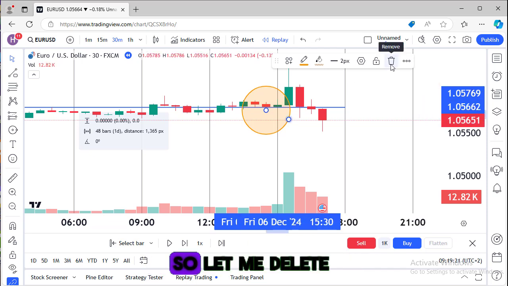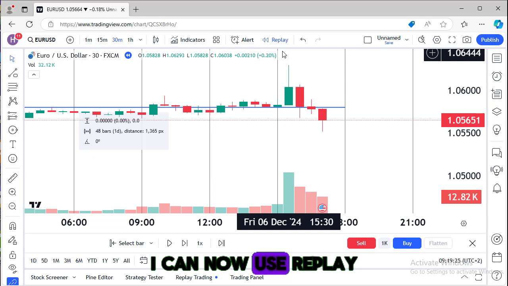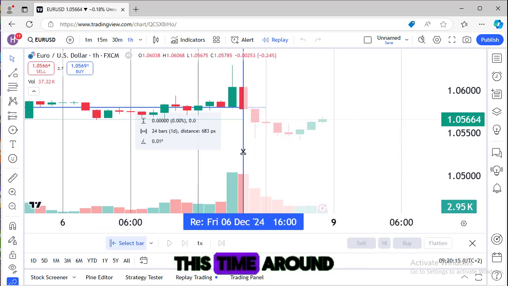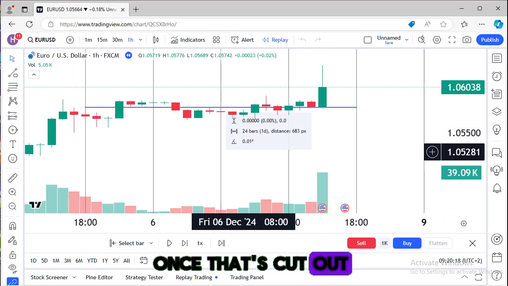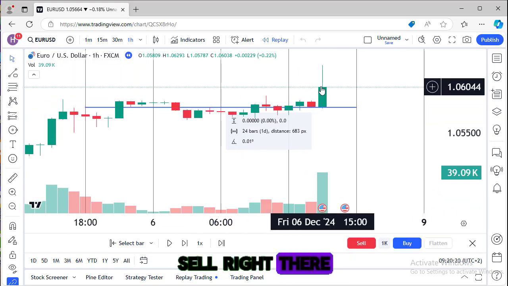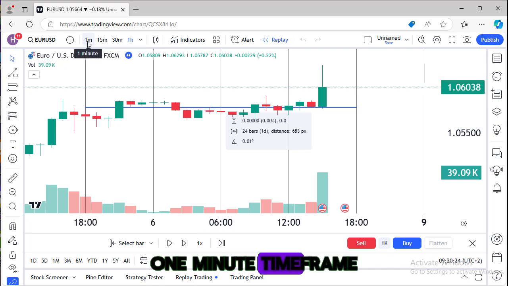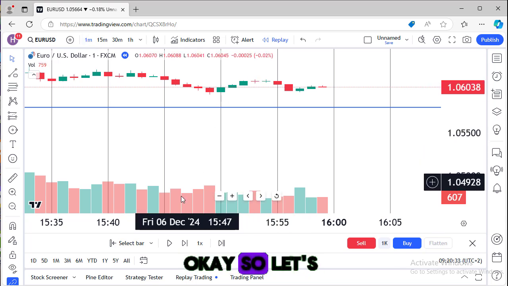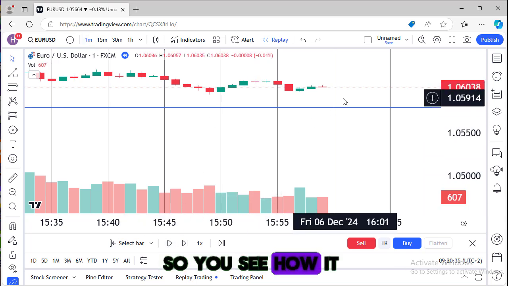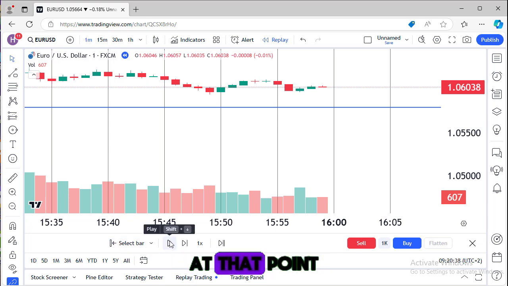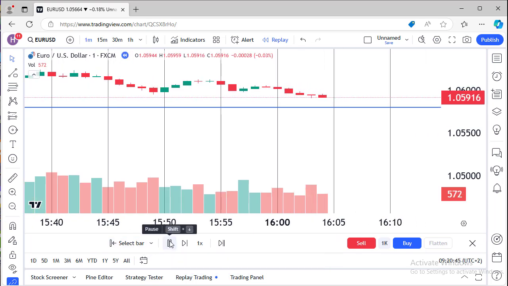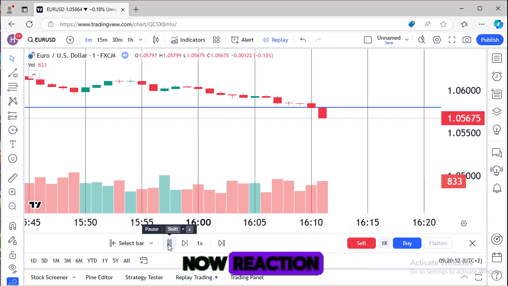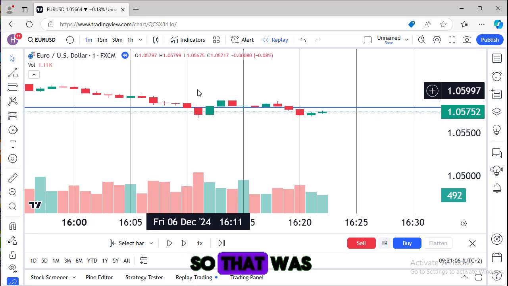So let me delete this one now. Then I can now use replay, press it again, then cut out where I'm looking for, which is to here this time around. Once that's cut out, okay, so I have that sell and buy there. Then I go to 1 minute time frame so we can play it out. Okay, so let's now play it. So you see how it came and hit that level and what happened at that point. It's moving towards it. So once it has hit it, now reaction. Can you see? So that was all I needed.